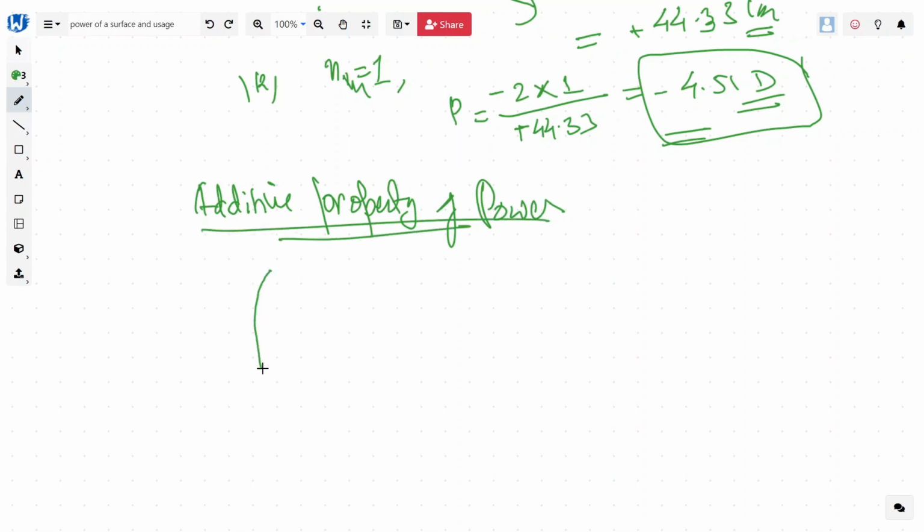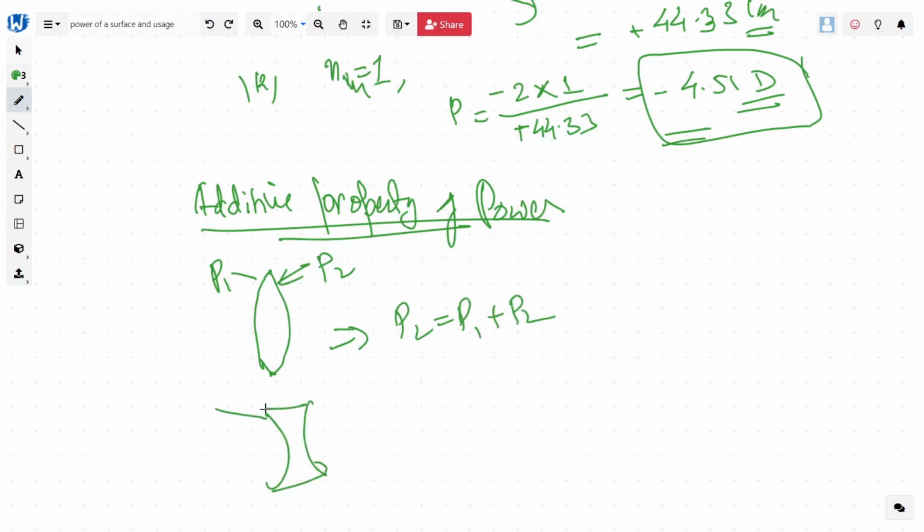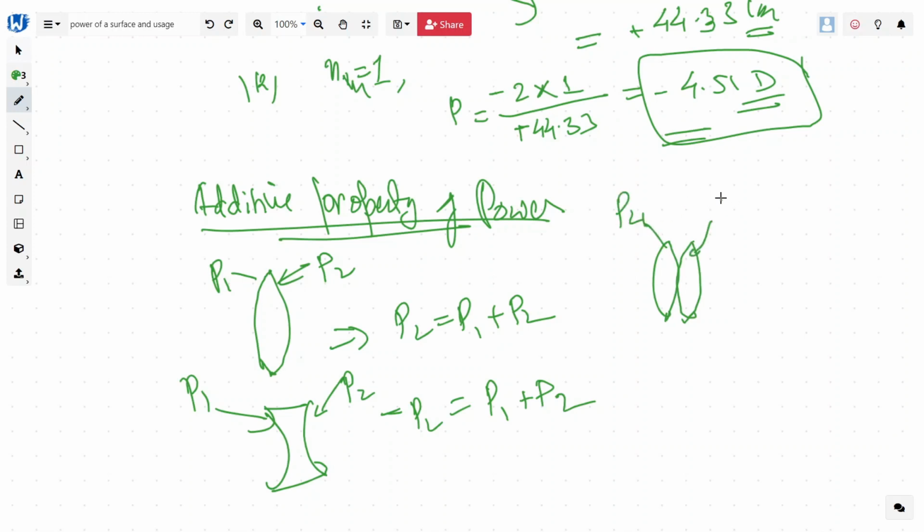We said that we have a lens, surface 1 power p1, surface 2 power p2. The power of the lens is p1 plus p2, does not matter what kind of lens it is. Similarly, suppose we have two lenses which are in contact. This lens has a power pl1 and this has a power pl2. The power for the whole optical system in contact is going to be p1 plus p2.